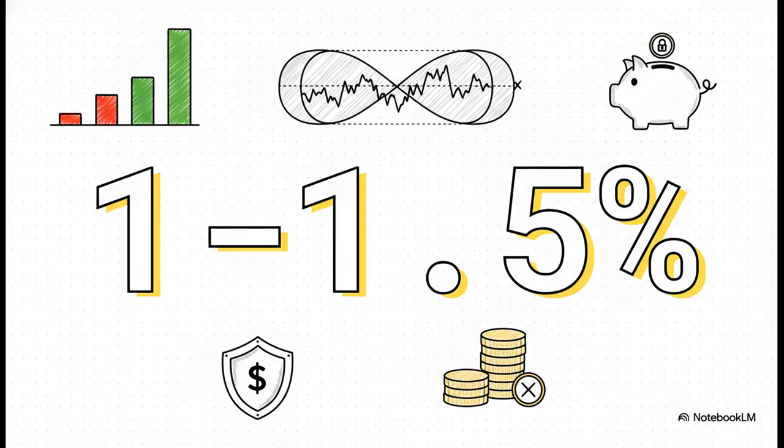So let's talk about the rules. Rule number 1, and this is non-negotiable, you have to preserve your capital. Never, ever risk more than 1 to 1.5% of your account on any single trade. This is your shield. This is what keeps you in the game long enough to win.